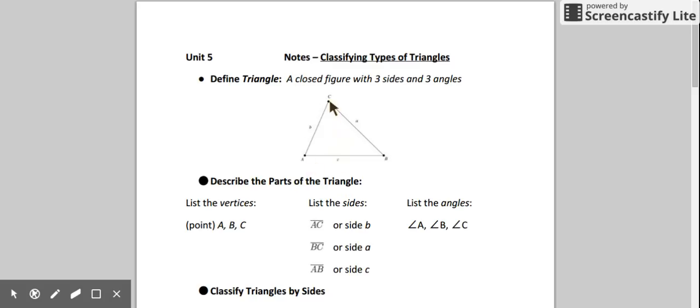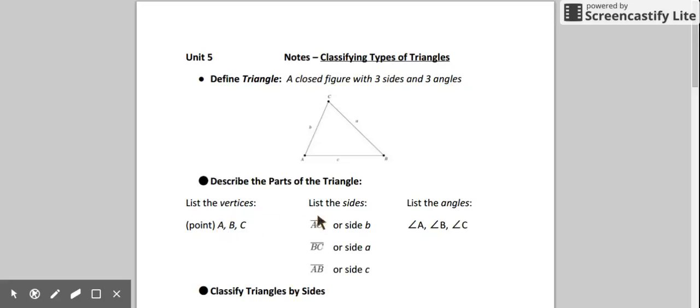The vertices are the corners of the triangle, and if I talk about them individually or singularly, we say vertex. So I have vertex A, vertex B, and vertex C. Because those are just single points, we describe them using a capital letter.